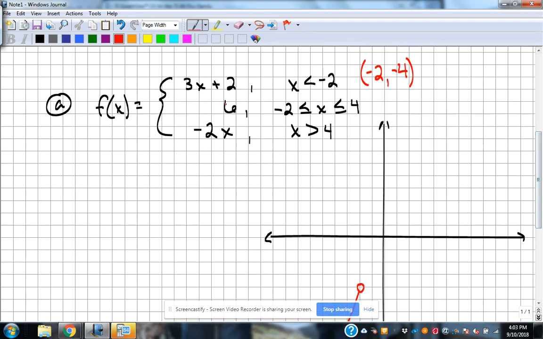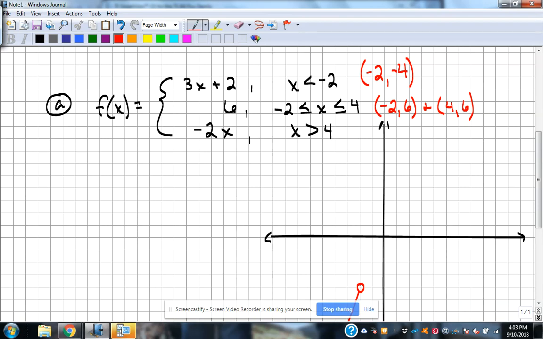The second piece occurs from negative 2 to positive 4 on the x values. And the y value is the equation for y equals 6, or f of x equals 6. So it has 2 important points. One of them is at negative 2, 6, and the other one is at 4, 6.